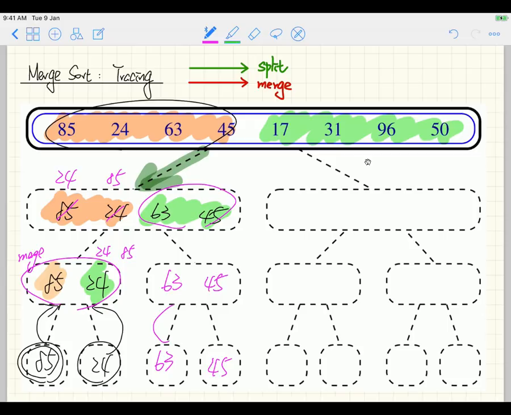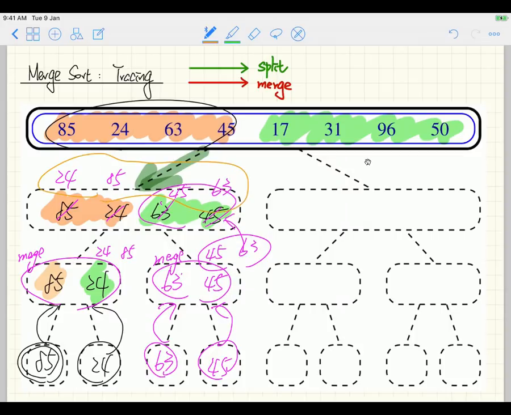Now, when you actually go to the second stage, you get 63 and 45, and now you will merge them. When you merge them, you get 45 followed by 63. And now you're going to replace them back. So you got 45 over here, and then 63. Yeah, we're going to merge them again. Finally, we're going to merge these two lists over here. So what we will get is 24, and then 45, and then 63, and then 85. So only this part is sorted.